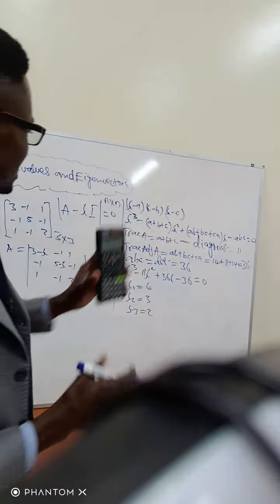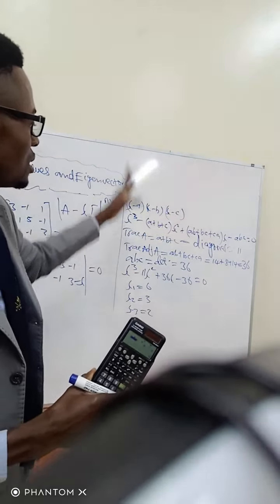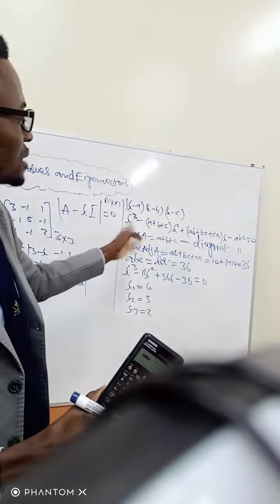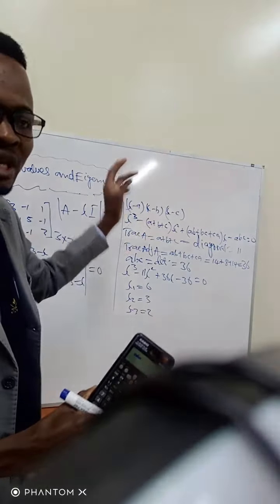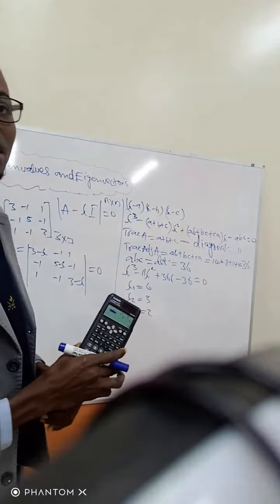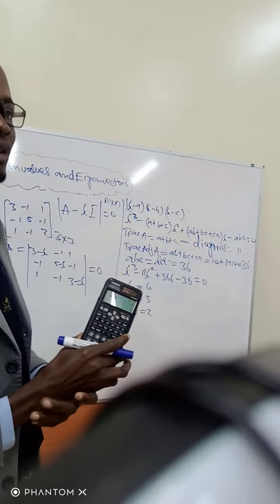You must pay attention. First of all, work with this formula: lambda cubed minus trace A lambda squared plus trace adjoint lambda minus determinant is equal to 0, so that you are able to find the eigenvalues.